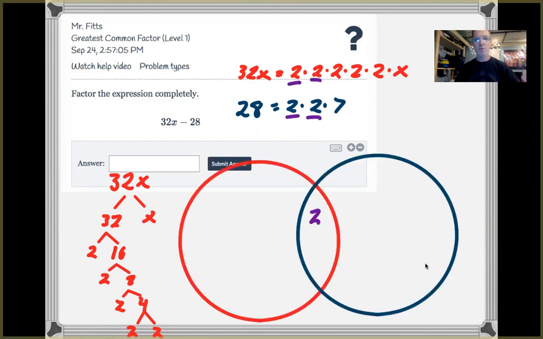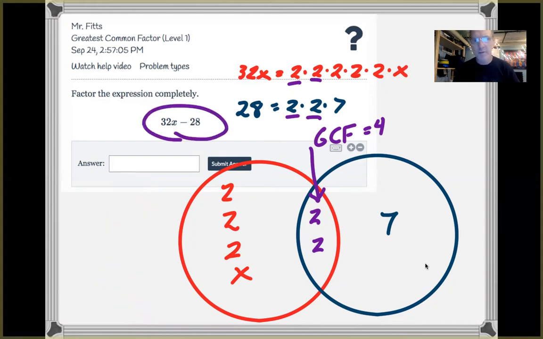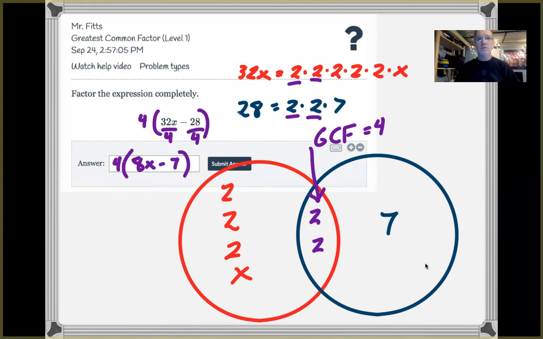Well, we can use our Venn diagram approach again. What is in the intersection? 2 times 2. That's my greatest common factor. What's over here on the left? Well, the leftover 2's, these three 2's multiplied together, and then an x. What's on the right? A 7. Well, how am I going to use that greatest common factor to factor this? Factoring is just dividing, right? So I'm going to factor out, or divide out, a 4 from both of those terms. So I can rewrite that expression as 4 times, what is 32x divided by 4? 8x. What is 28 divided by 4? 7. So it's just 4 times 8x, don't forget the negative symbol there, minus 7.